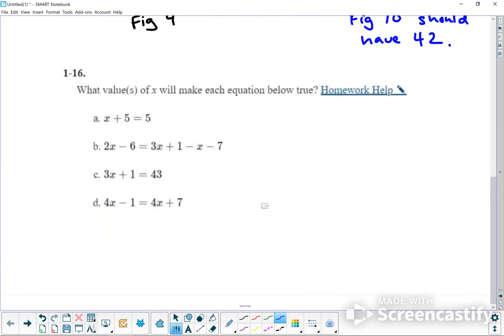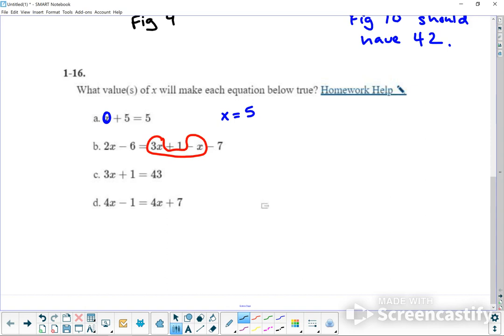Okay. Number 16. What values of x will make each equation true? So think about each one. Hopefully you already looked at this. And you can use mental math. So I'm thinking if x is 0, 0 plus 5 makes 5. So I think x equals 5. Think about adding these together. Use red. You can use the 3x and the negative x. You can put them together.